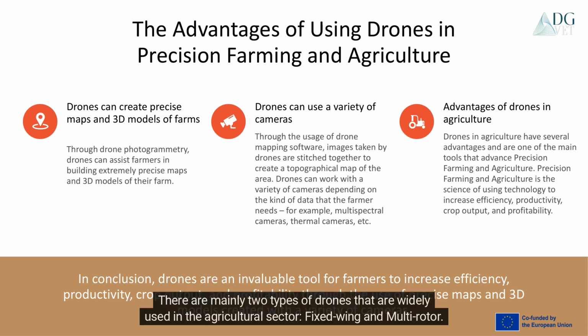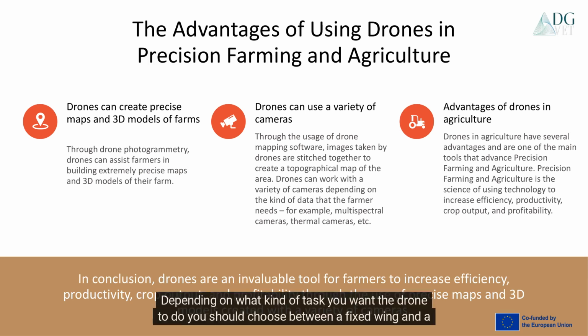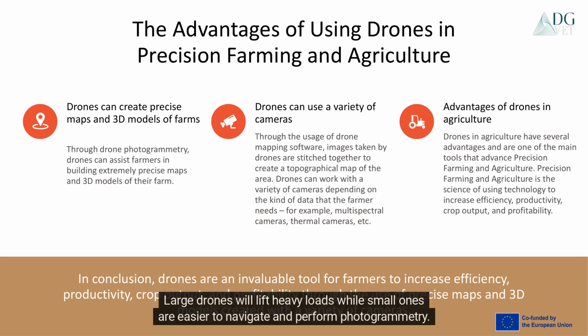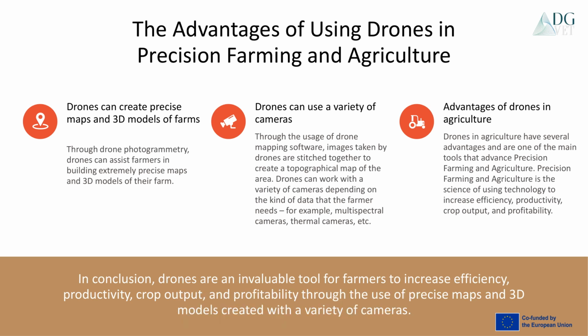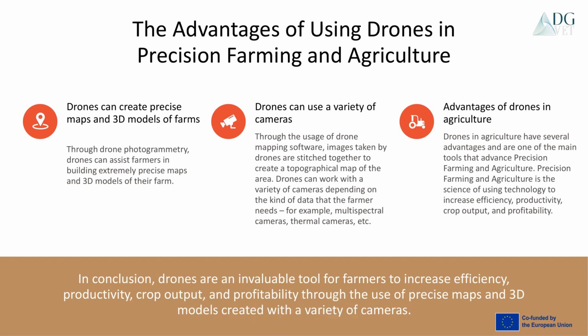There are mainly two types of drones that are widely used in the agricultural sector: fixed wing and multi-rotor. What kind of drone is suitable for your tasks? Depending on what kind of task you want the drone to do, you should choose between a fixed wing and a multi-rotor. Large drones will lift heavy loads while small ones are easier to navigate and perform photogrammetry. When you make your decision, assessing flight time and payload is important.